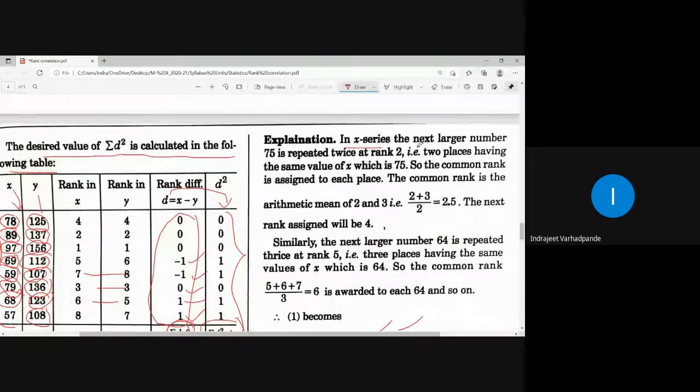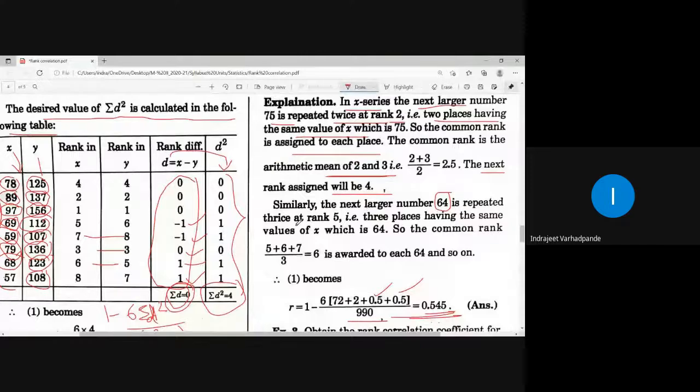In X series, the next larger number is 75, which is repeated twice at rank 2. So two places having the same value is 75. Common rank is assigned and which is taken as arithmetic mean, 2 plus 3 divided by 2. And next rank will be assigned 4. The next larger number is 64 at rank 5, which is repeated 3 times. So 5 plus 6 plus 7 divided by 3 is 6, which is awarded to the number 64. So this is the explanation for the ranking whenever we have the observations in the repeated form.